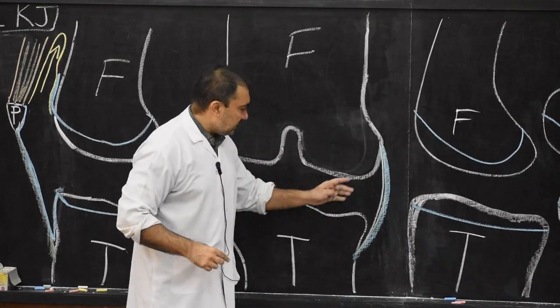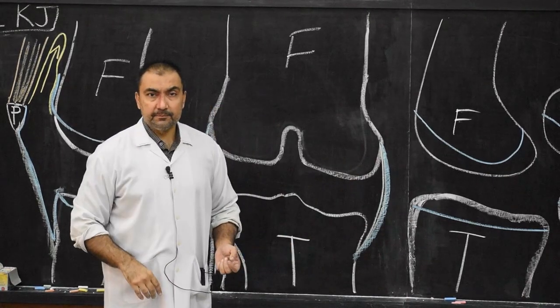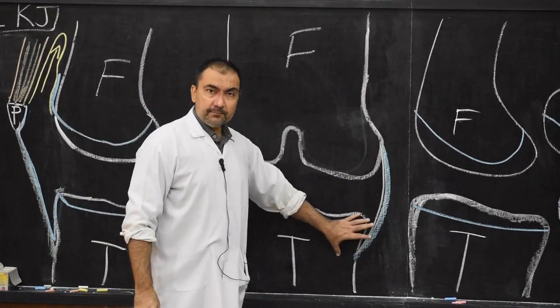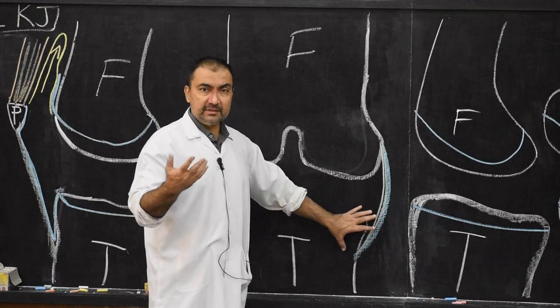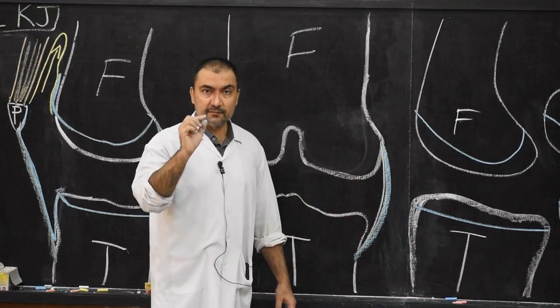Now medially again there is one medial patellar retinaculum. So therefore medially the capsule of the knee joint is also strengthened by the medial patellar retinaculum. That is another word which you need to understand.